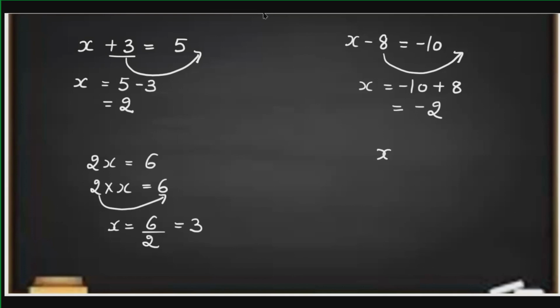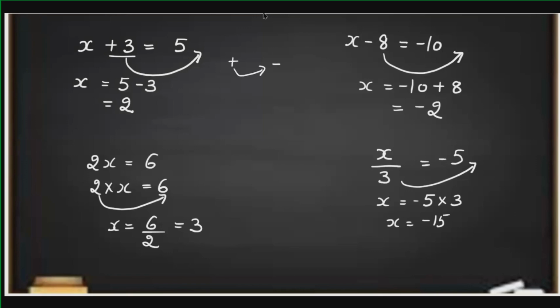If a number is in divided by and we want to move that number to the other side, that number will change into multiplication and we'll get x is equal to negative 15. So you have to remember these rules. Positive will change to negative, negative will change to positive, multiplication will change to divided by, and divided by will change to multiply. This way we can solve the linear equations in one variable using the balancing method or the transposition method.